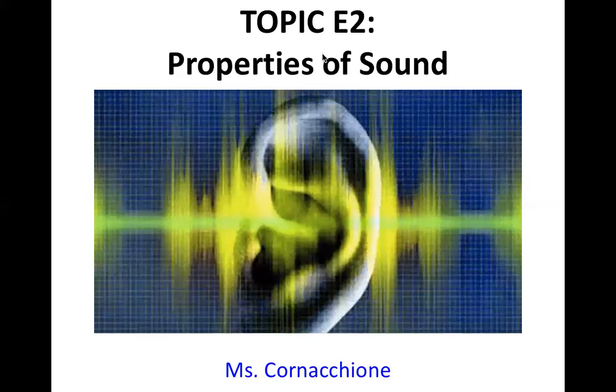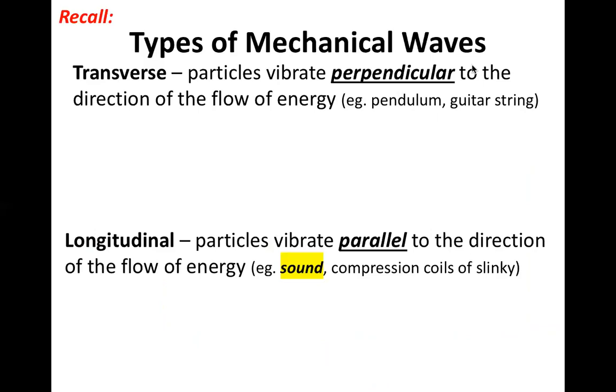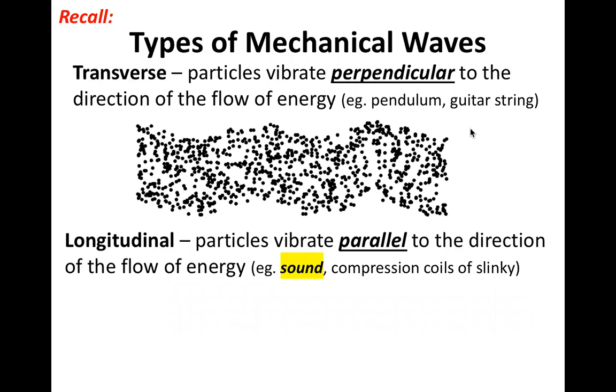Hi class, this video is on topic E2, properties of sound. Just to recap, there are two different types of mechanical waves: transverse waves, where the particles vibrate 90 degrees to the flow of energy or the direction of the wave.